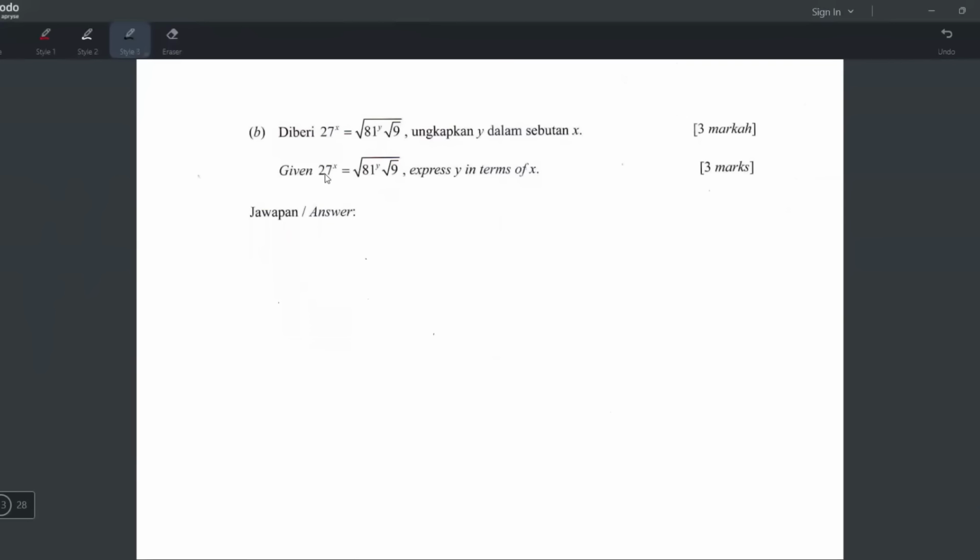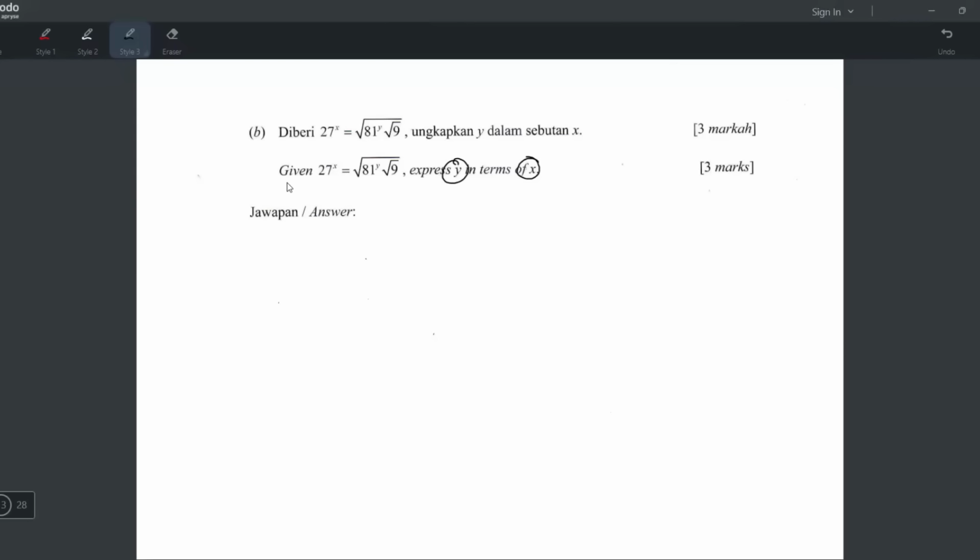B. Given 27 power x equals to this, express small y in terms of small x. Okay, this is also like an Edis's question. So what do you have to do? In this question, we will always try our best to change everything to the same base, if possible. And if you change to the same base, what method will you use? You will just try to change the number to the smallest base.